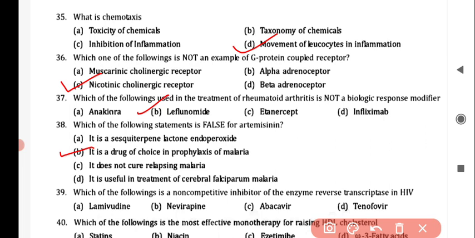Next question is, which of the following is a non-competitive inhibitor of the enzyme reverse transcriptase in HIV? And the correct answer is option B, nevirapine.